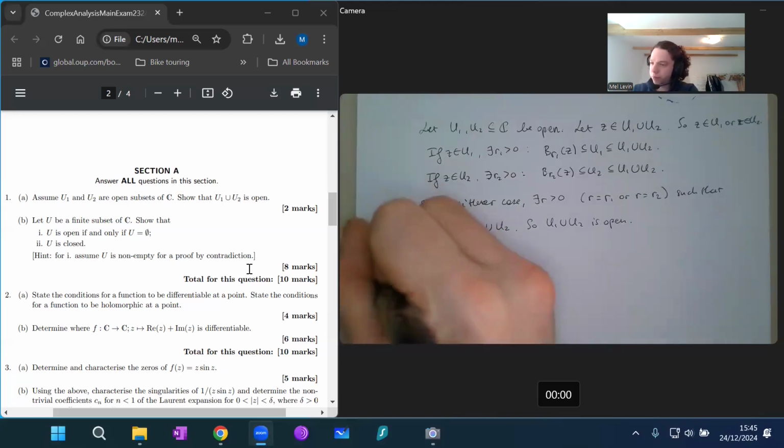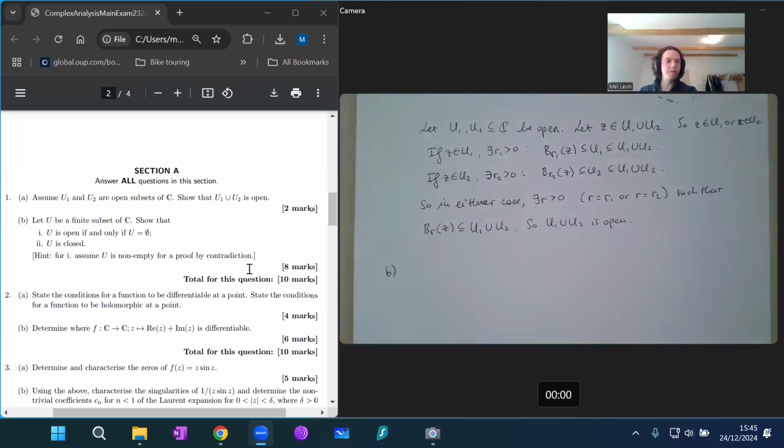All right, so question B. Let U be a finite subset of C. Show that 1. U is open if and only if U is empty. And 2. U is closed. Okay, and we have a hint. For 1, assume U is non-empty for a proof by contradiction.